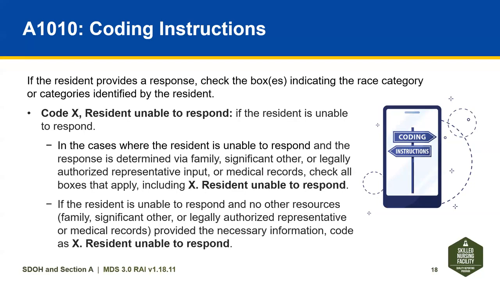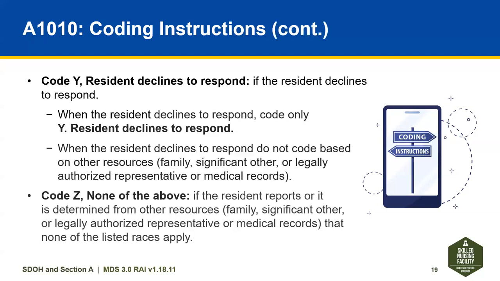If the resident is unable to respond and there is a resource available to provide this input, you would check the box or boxes that apply and code X. However, if the resident is unable to respond and there are no other resources available to provide necessary information, you would only check code X. And if the resident declines to respond, you will only check Y, resident declines to respond. When the resident declines to respond, you're not to code this data element based on any other resources. So again, you may not use family, significant other, guardian, legally authorized representative, or medical records to answer this data element if that is the case.